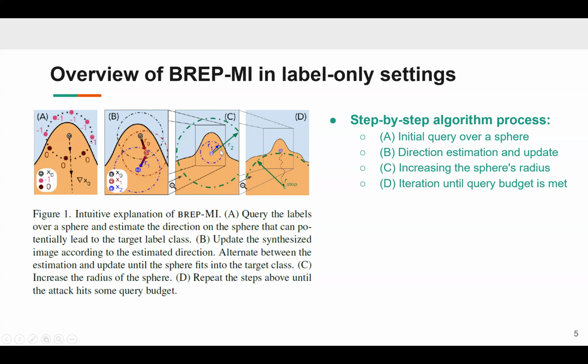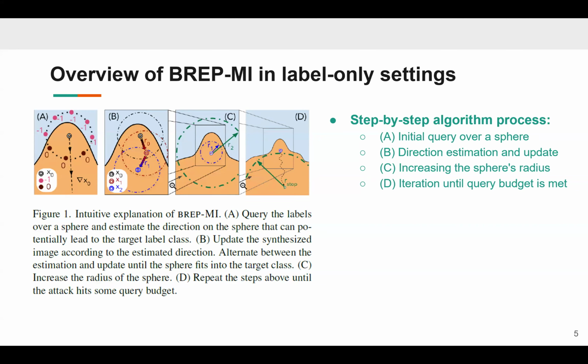In part C, the objective changes from just approaching the periphery of the target region to converging on its central or most defining part. This is achieved by increasing the sphere radius. As you can see here, the radius of the sphere is increased, and this allows exploring a broader area and gathering more detailed information. A broader search helps to better determine which way to go next and make more accurate adjustments to the synthesized input.